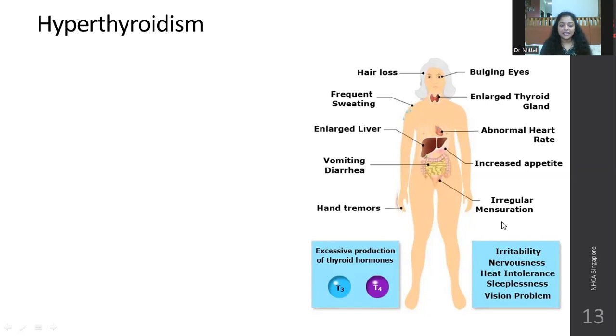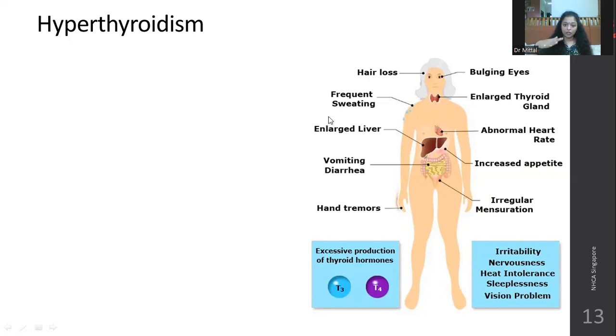Irregular menstruation and scanty periods. Periods are hardly 1 day, 2 days, and very little blood loss is witnessed. Hand tremors could be the result of excessive anxiety and nervousness. Nervousness and anxiety are associated with hyperthyroidism, so hand tremors can be associated with that as well. Irritability, nervousness, heat intolerance, sleeplessness, insomnia, vision problems.